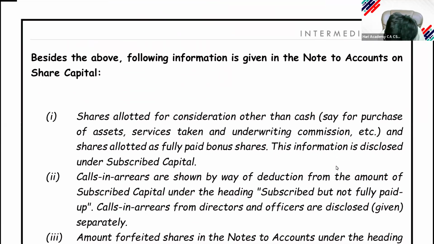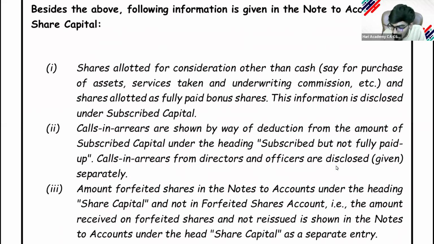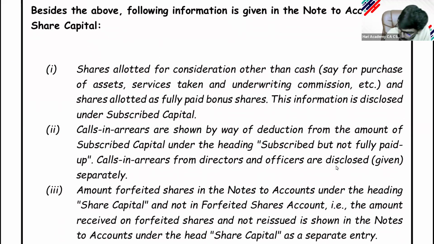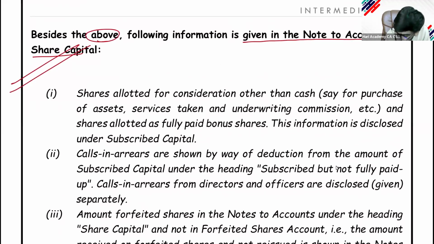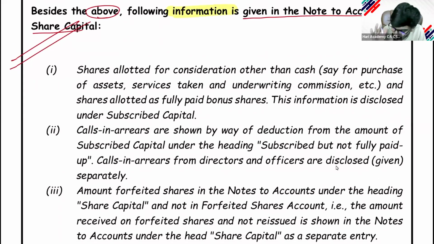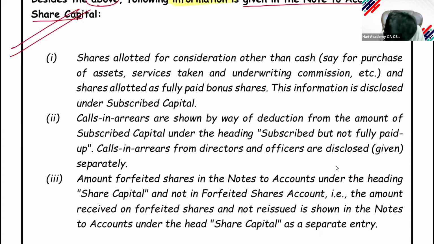Now, these three are important. They may test you in adjustments. Besides, the following information is given in notes to accounts on the share capital. Besides whatever you studied in the previous session, along with that, some information should be shown. What is that information, sir? Yes, I will explain.